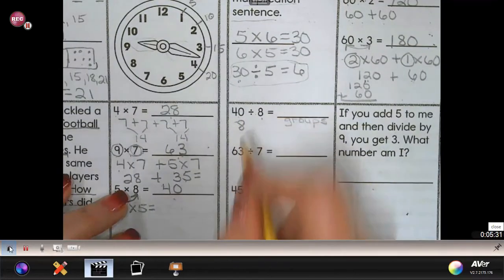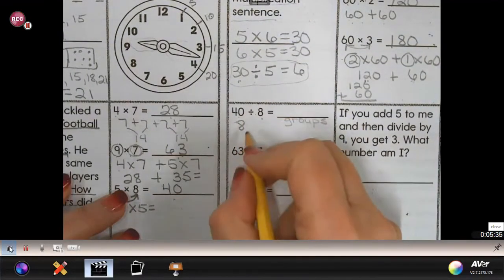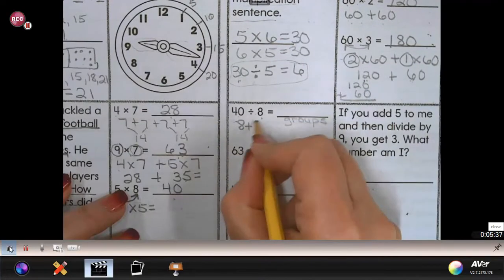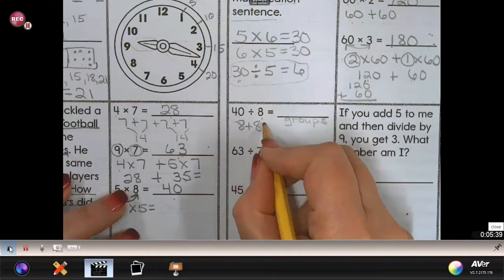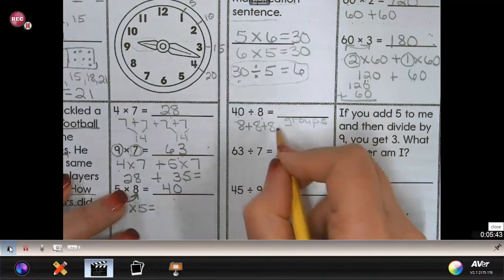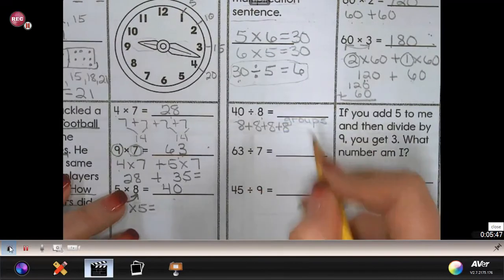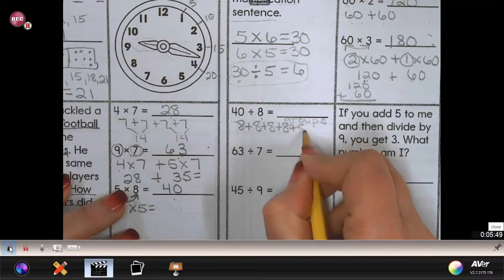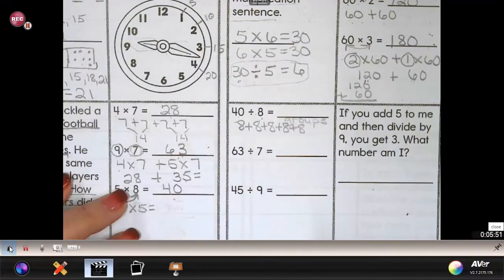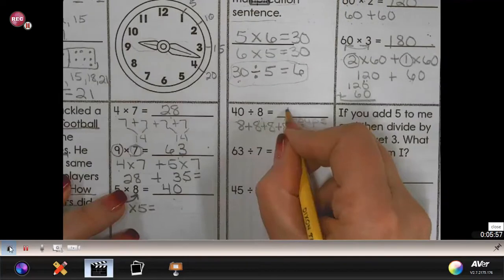So 8, especially if you know how to count by 8s, that would be great. You could skip count. But if you don't, we could add 8 plus 8 is 16. Plus another group of 8 is 24. 4 times 8 is 32. And finally, 32 plus another group of 8 would be 5 groups of 8, and 5 groups of 8 is 40.